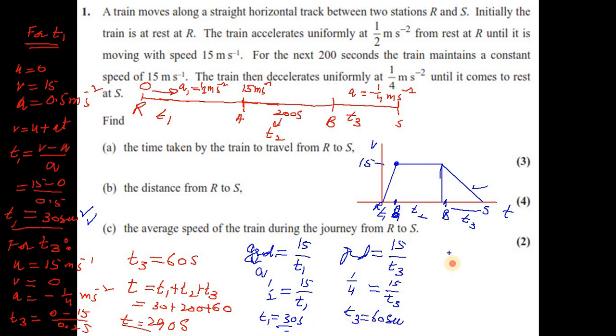Now T2 is 200. That means from A to B, this time is 200. So the total time T is 200 plus 60 plus 30, 290. So it's your choice whether you choose the graph to calculate the time, or you can use the direct equation of motion if you understand the situation for the whole motion. You can choose any one of the methods. So the total time from R to S is 290.